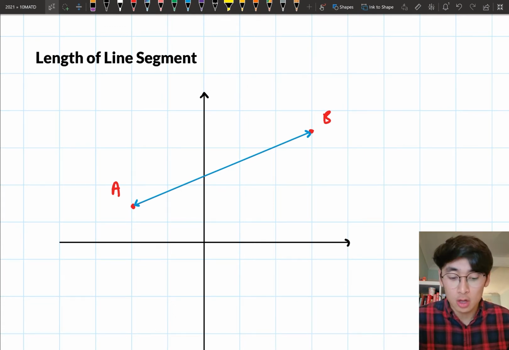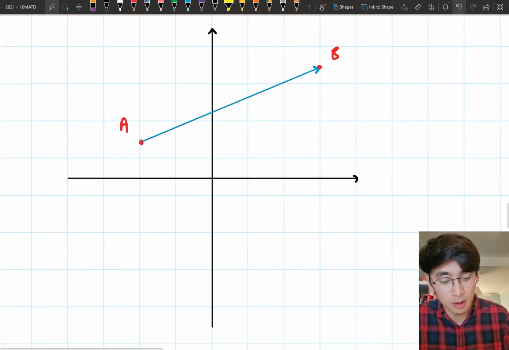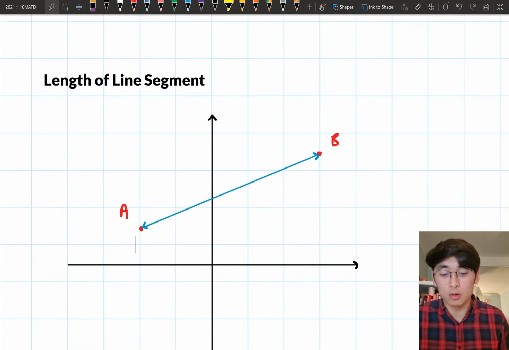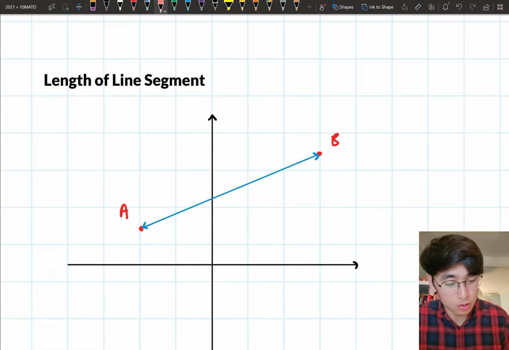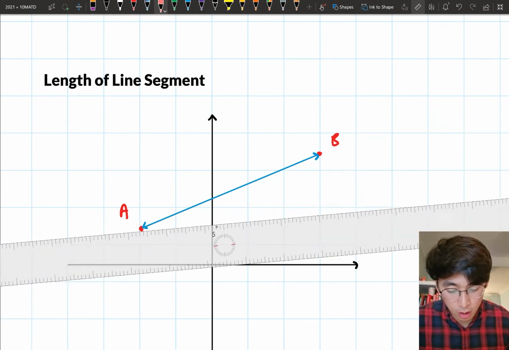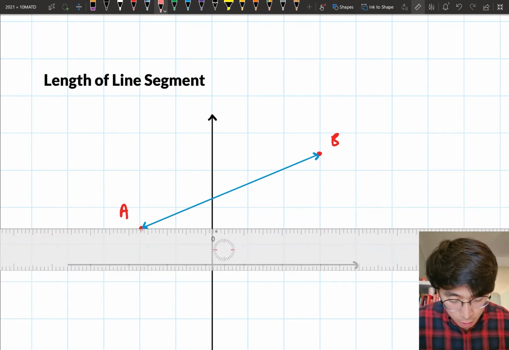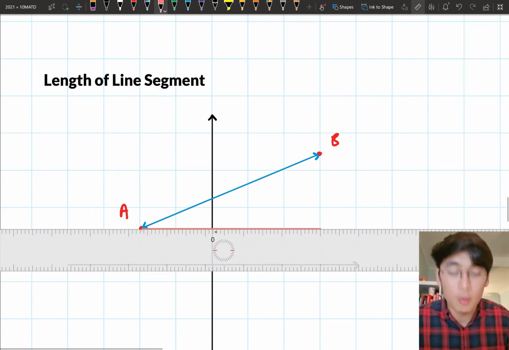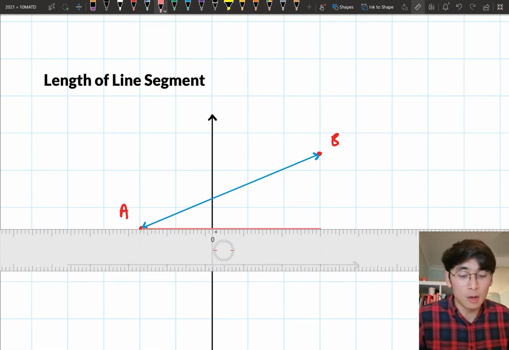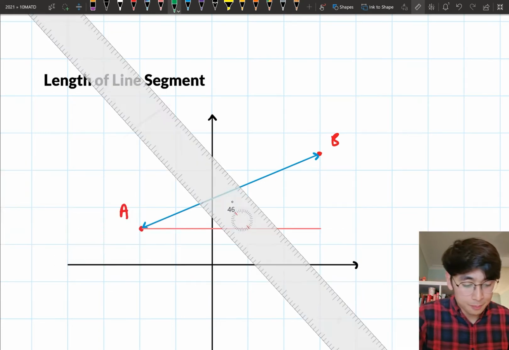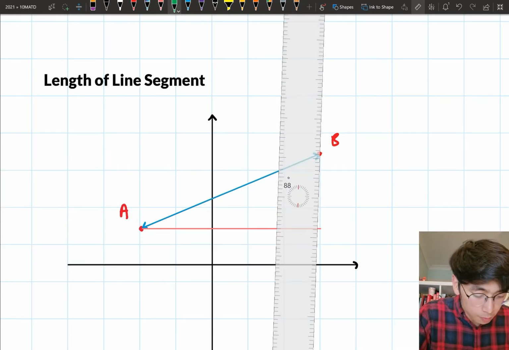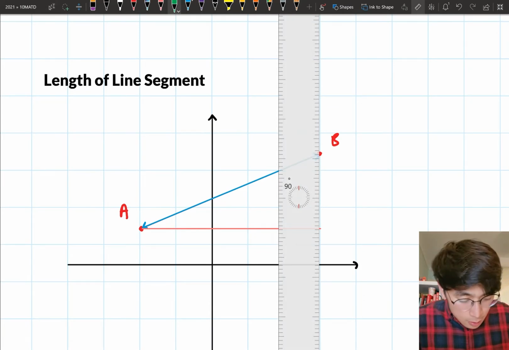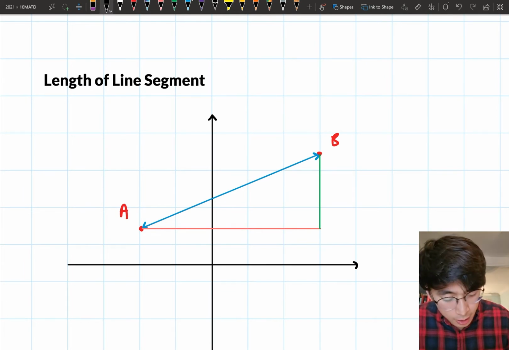So what I'm going to do is get rid of that blue, actually I'll keep the blue line. I'm going to create a right angle triangle. I'm going to add on 2 extra lines onto my diagram here. I'm going to add on a horizontal line from A that goes all the way to where the bottom of B would be, and I would line that up with a vertical line that goes from B all the way down to here. And so this creates a right angle triangle.